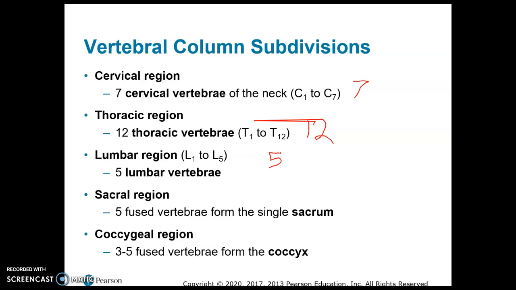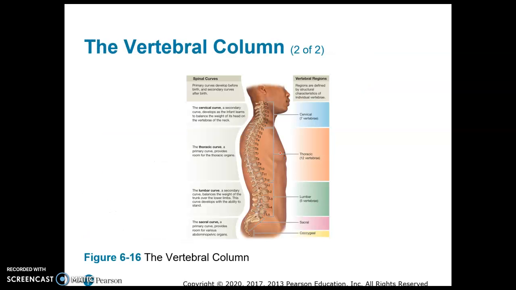But anyway, remember 7, 12, and 5, and that's how you can remember that there are 7 cervical vertebrae, 12 thoracic, and 5 lumbar. And you can see a picture of them right here.